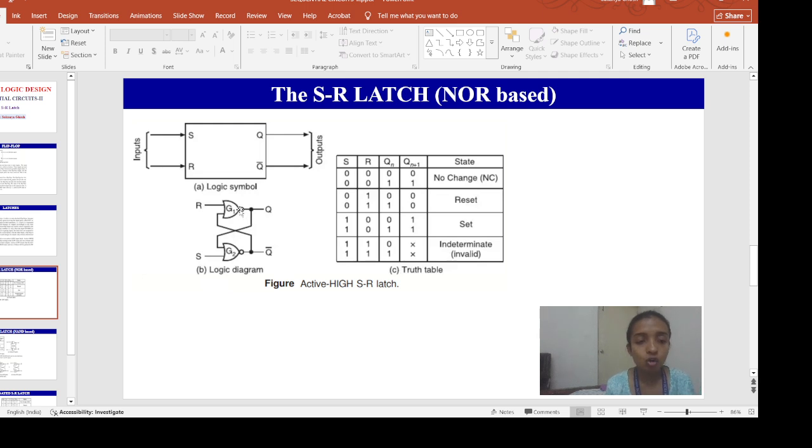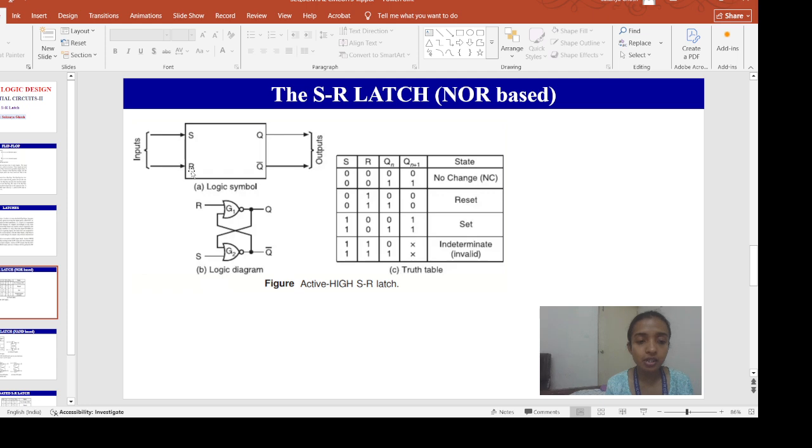The name SR latch, set reset, is derived from the names of its inputs. The first figure shows the logic symbol of an SR latch. When the set input is high, what will happen? When the set input is high, the output Q becomes 1 and Q bar will be 0.